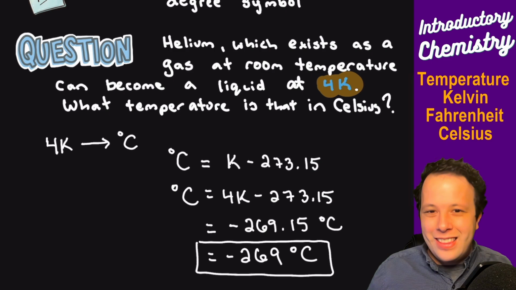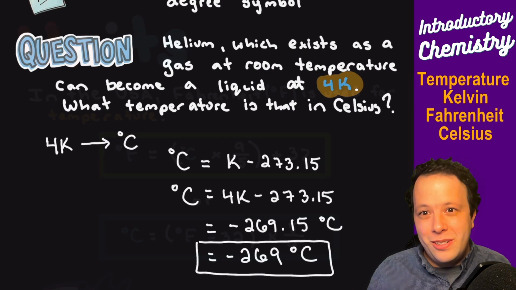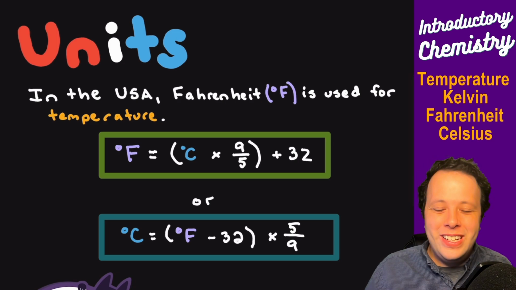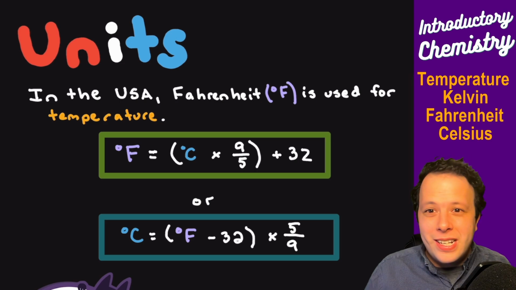Let's take a look at the next set of units, which is Fahrenheit to Celsius. In the USA, we use Fahrenheit in our country, unlike the rest of the world, which uses Celsius. We are pretty stubborn and stuck to it.